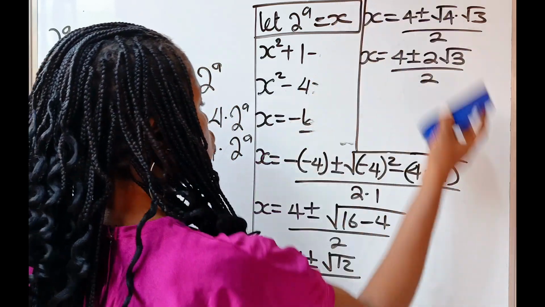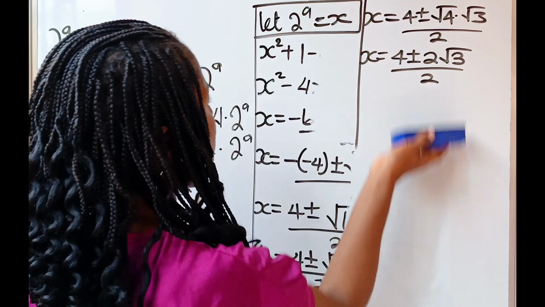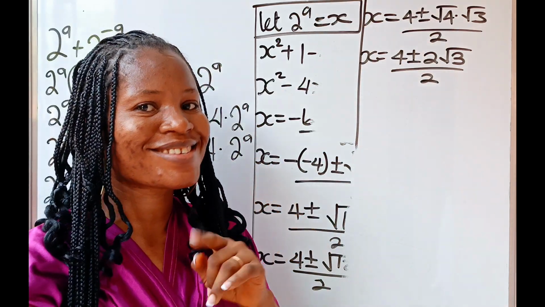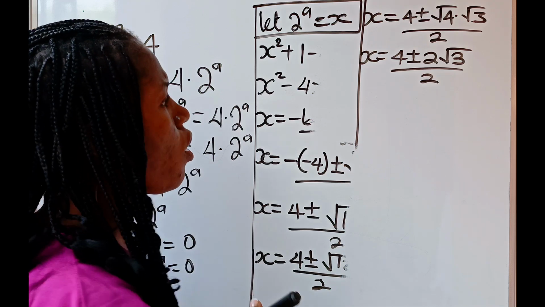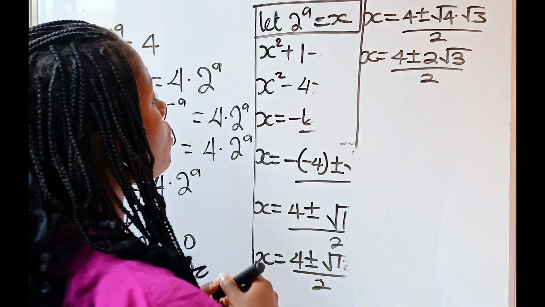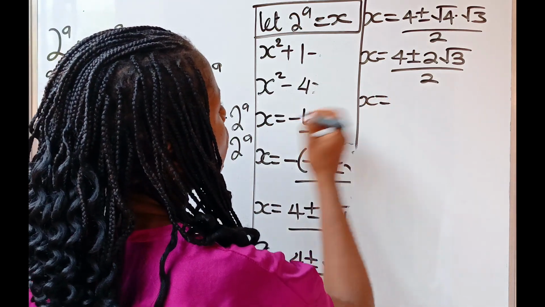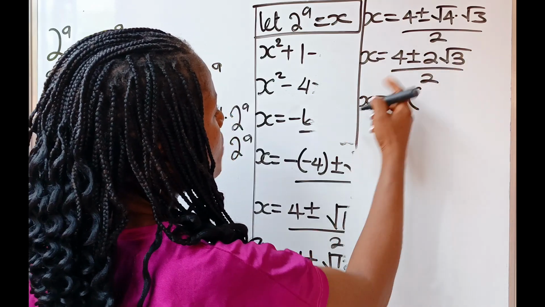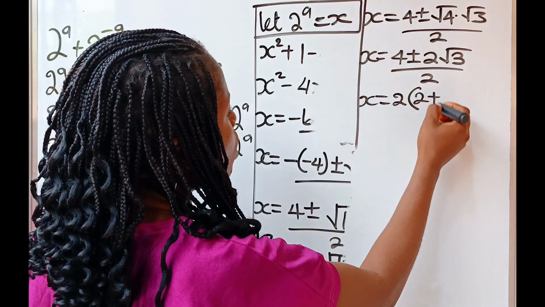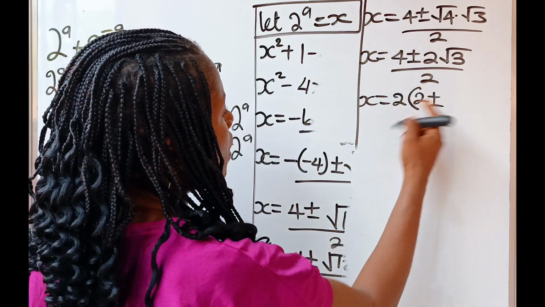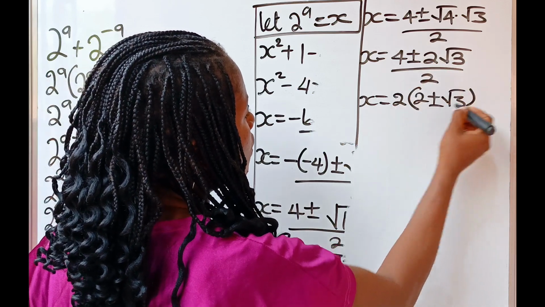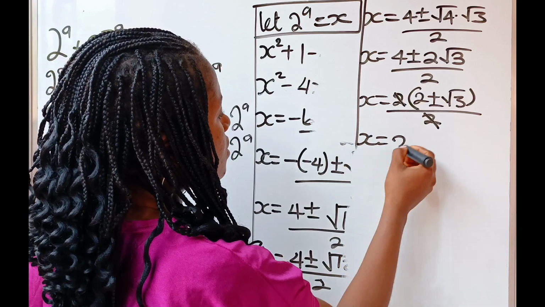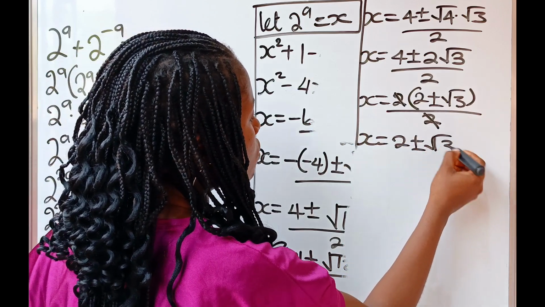Now I want you to note that we are not really looking for x. Remember that we are asked to solve for a. All right, so don't get carried away. All right, now let's continue. So what we have now is that x is equal to, if we factorize 2 from here, we are going to have 2 bracket 4 divided by 2 is 2 plus or minus 2 root 3 divided by 2 is root 3 divided by 2. Now we cancel this, we have x is 2 plus or minus root 3.